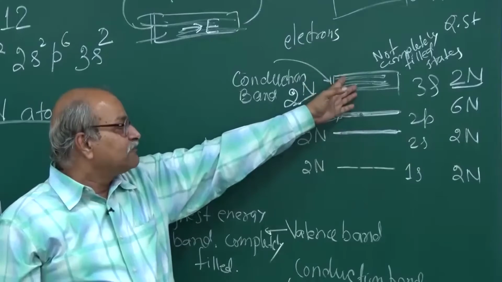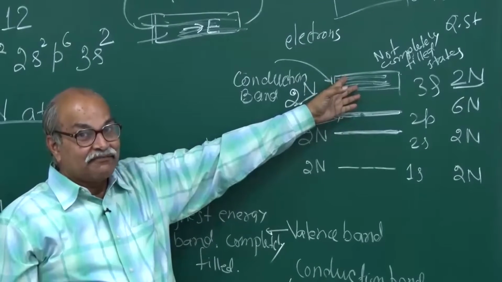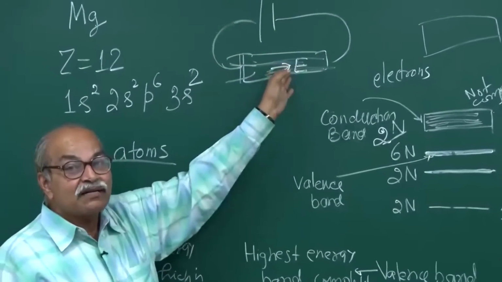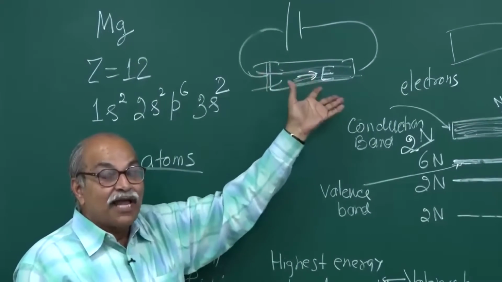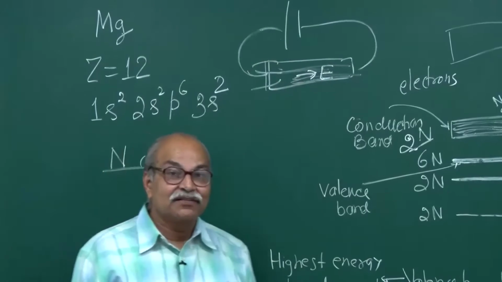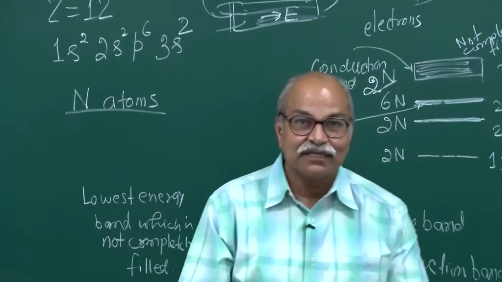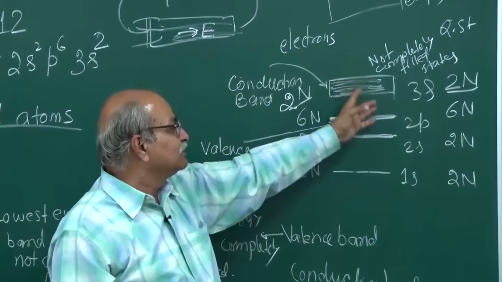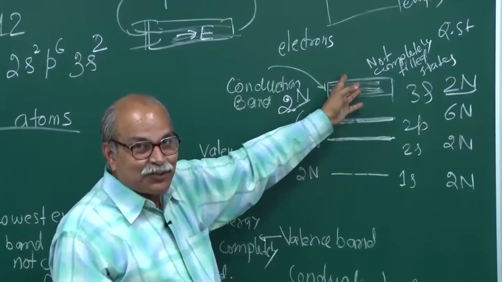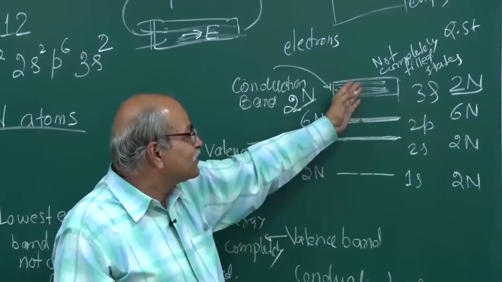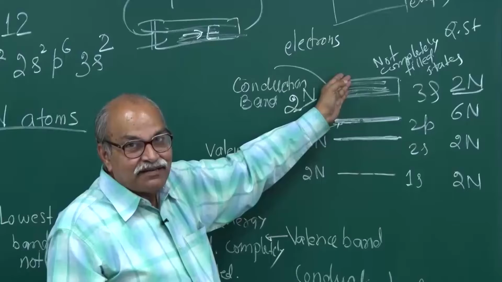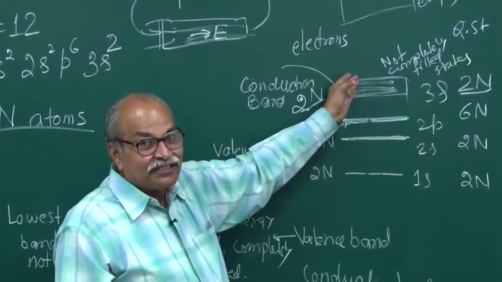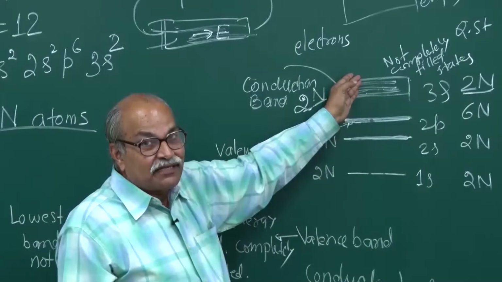Now if this is also completely filled, what do you expect? If I take a magnesium ribbon and connect the ends to a battery, and try to pass a current, what will happen? The electric field will interact with electrons and try to give some energy, and this band is completely filled. So you may think that these electrons will not accept kinetic energy from the electric field, and so it should be an insulator, but it is not. Magnesium is a very good conductor.